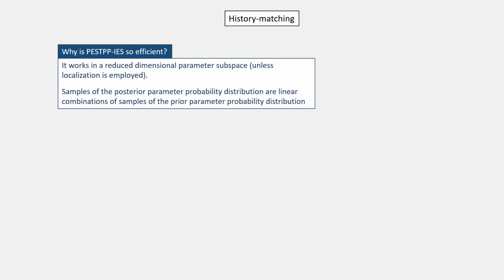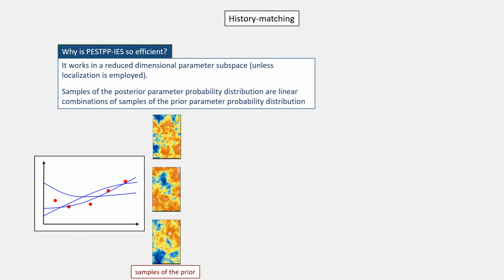Well, there are a number of ways to describe this, but basically they work in a subspace of parameter space. Unless we use localization, which we won't discuss in this video, when we use ensemble methods we stay within a subspace of parameter space that is defined by the parameter realizations that we start with. Normally those realizations sample the prior parameter probability distribution. Here, for example, we have 3 samples of the prior parameter probability distribution. They don't fit the data well because they're samples of the prior.